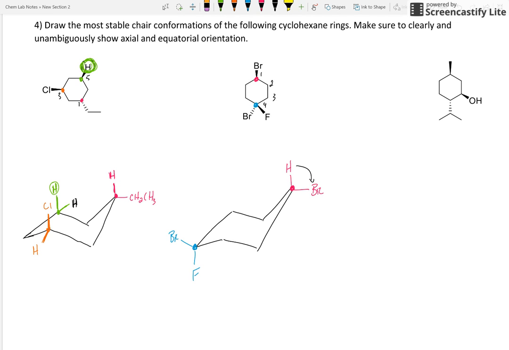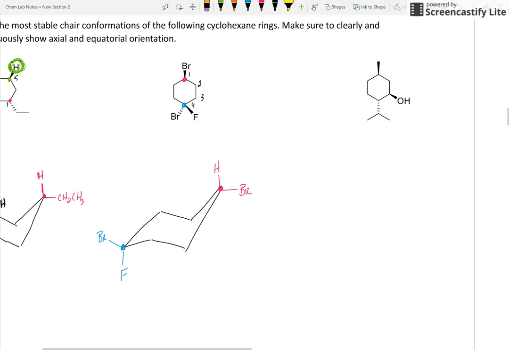Wonderful. So take a look at the cis versus trans relationship. Draw your arrows from your hydrogens if you want to, and then assign whether equatorial or axial.